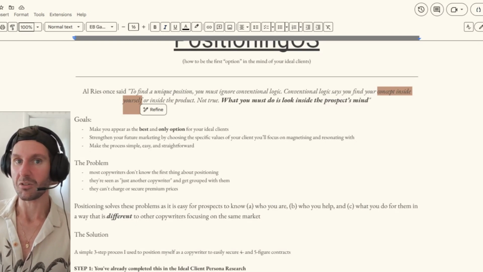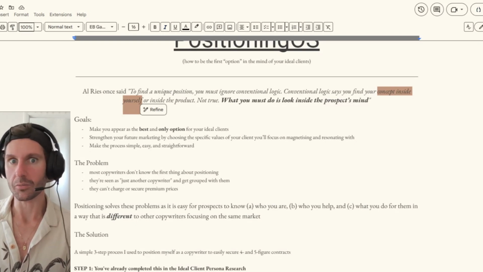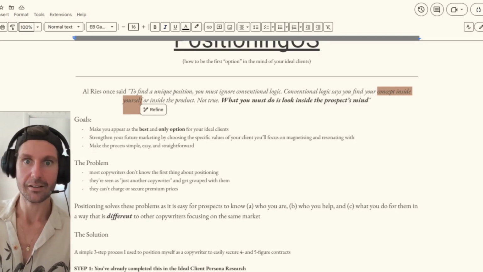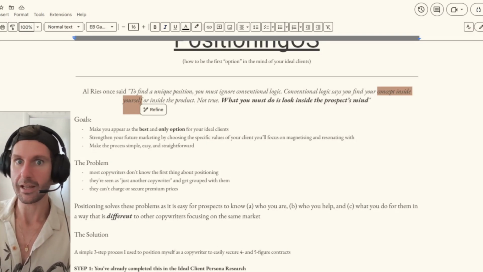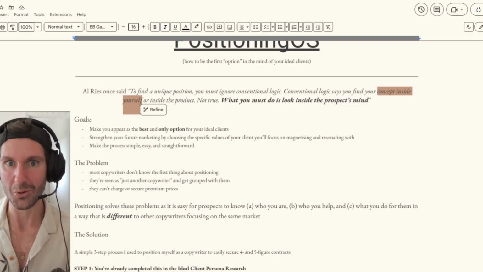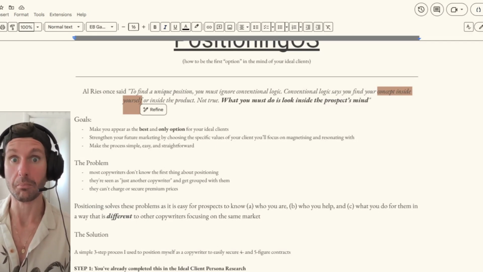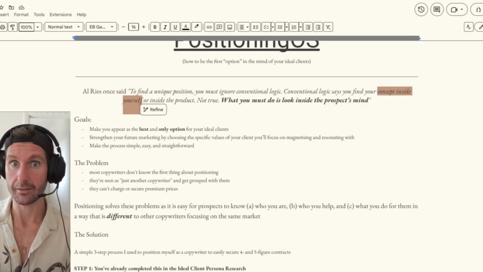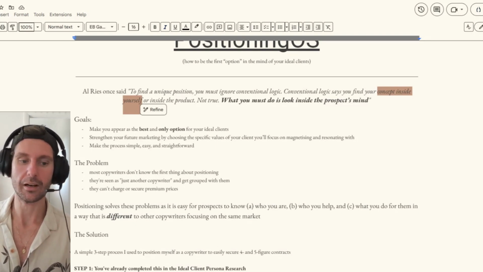There's nothing remarkable about them. They're not, as Seth Godin would say, a purple cow. If a copywriter is a cow in a paddock, they're just another dairy cow or beef cow. But positioning helps you become the purple cow, the one that stands out and makes people remark and go, oh God, what is that? That is amazing. Yep, so that's what we're going to do here.